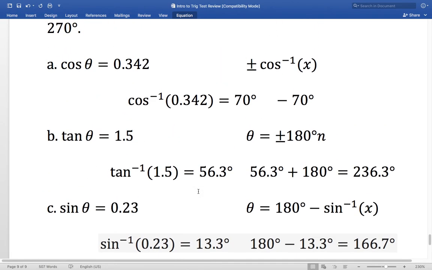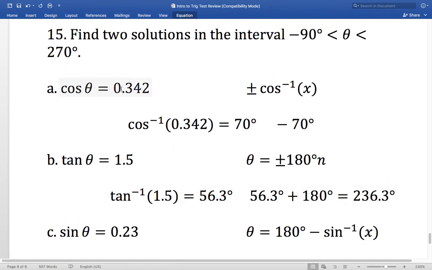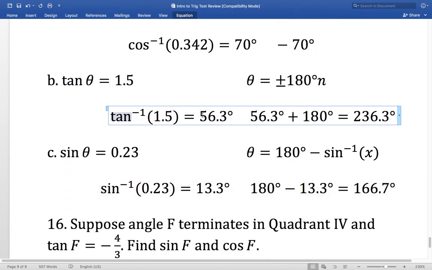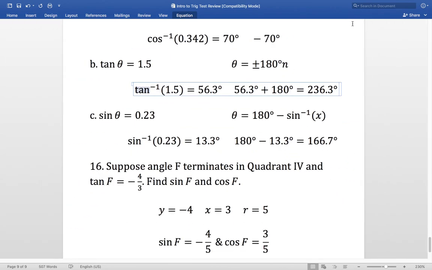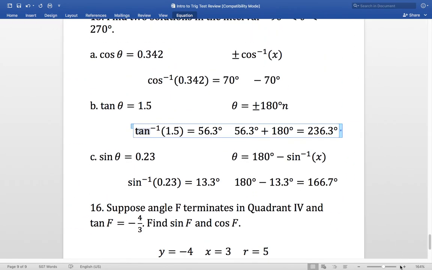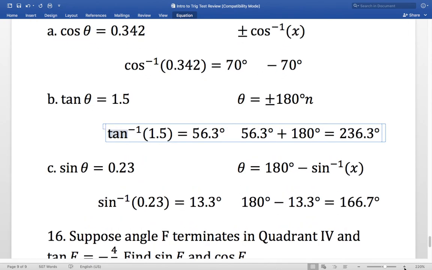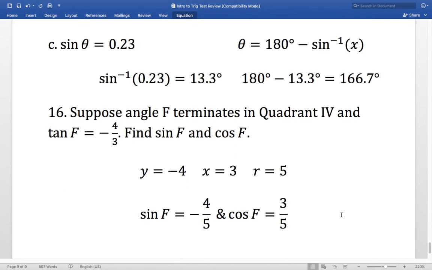Okay, so we just set up the inverse cosine here, got the answer, found the second answer. Inverse tangent here, plugged it into the calculator, got our first solution, and we added 180 to get 236, which does fall into our limits from the instructions up top. If we tried subtracting 180, it would be outside of our limits. And then for the sine function, inverse sine of that gives us those degrees. Because it's sine, we're subtracting our first answer from 180, and that's our second answer.